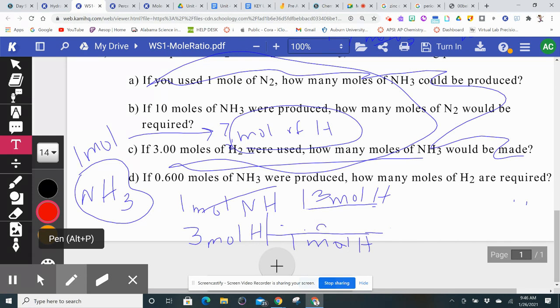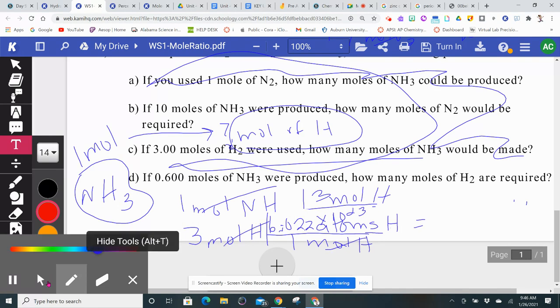And I want to get to atoms of hydrogen. How many atoms are in 1 mole of anything? You said his name. Avogadro's number, which you need to memorize. 6.022 times 10 to the 23rd. Write that number down if you don't have it memorized already. Avogadro's number, 6.022 times 10 to the 23rd.